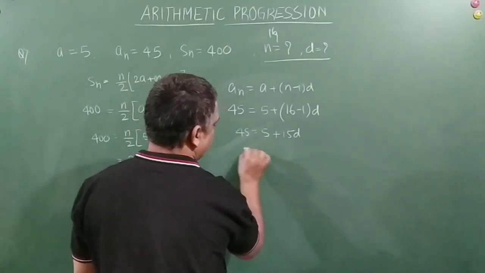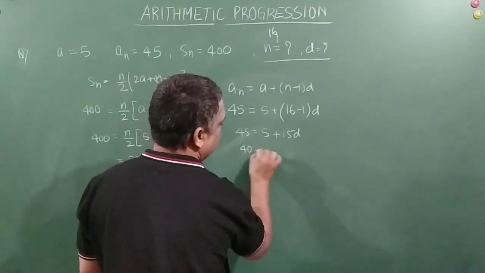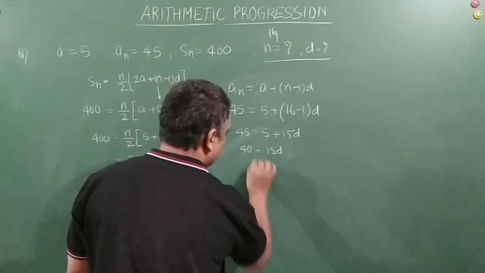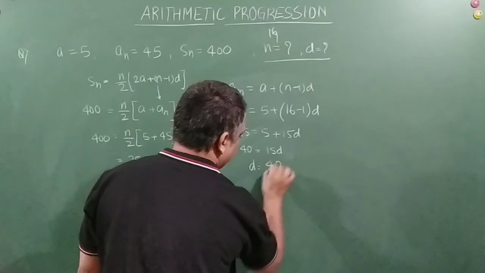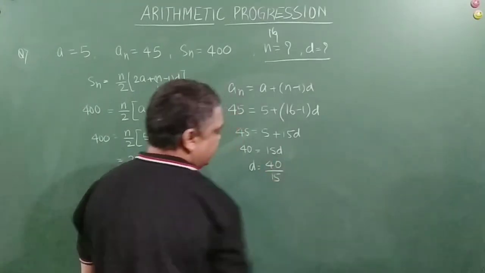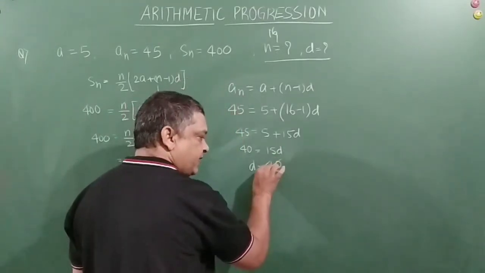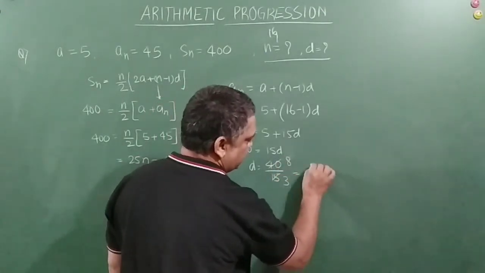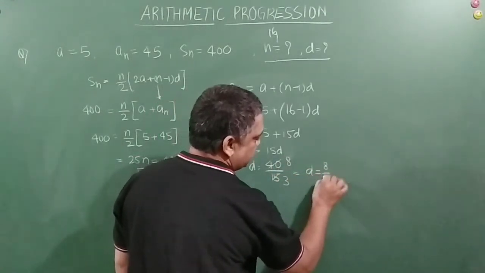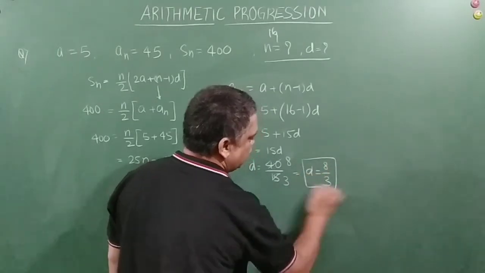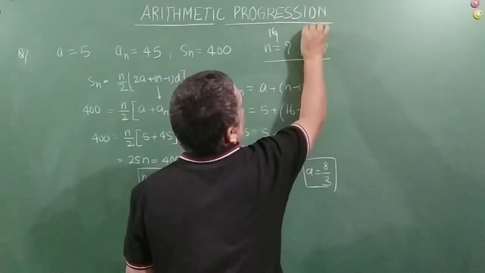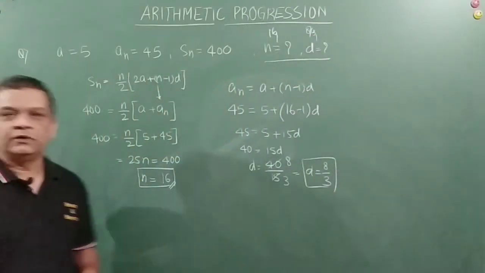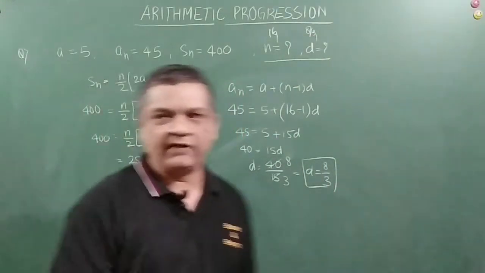So this becomes 40 and this becomes 15d. So d is equal to 40 by 15, right friends? So dividing by 5, 8 and 3. So d is equal to 8 by 3. You got it? So this is how you basically have to solve it, right friends?